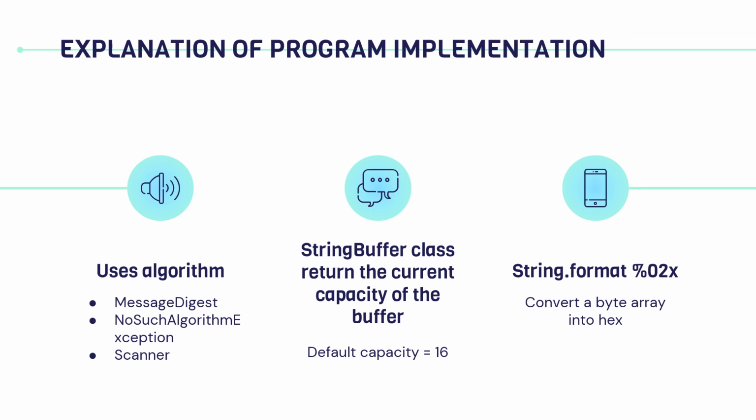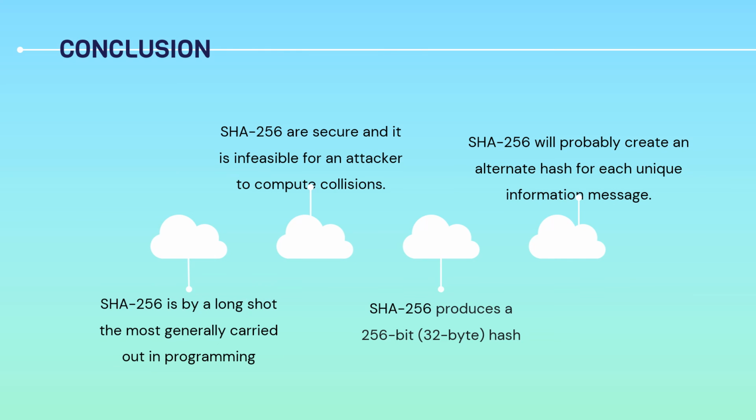To be more clear, you can see the explanation of the program implementation in this slide, which I already told you before. For the conclusion, we can conclude that SHA-256 is by a long shot the most widely implemented in programming. Second, SHA-256 is secure and it is infeasible for an attacker to compute a collision. Next, SHA-256 produces a 256 bit, which is 32 byte hash. The last one is SHA-256 will produce a different hash for each unique information message.